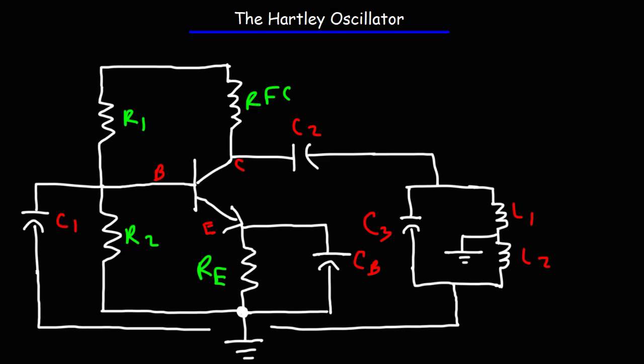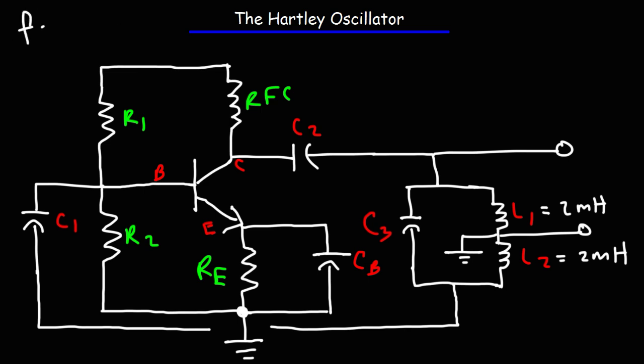The output can be taken from the other side of C2 and the ground. Now let's say that L1 is 2 millihenries, and let's say that L2 is also 2 millihenries. And we want a frequency of 100 kilohertz. What value of C3 should we choose?